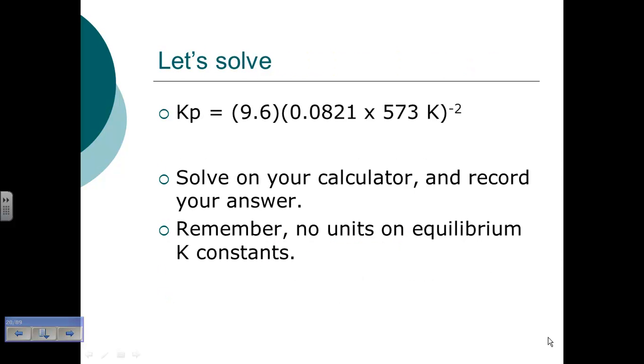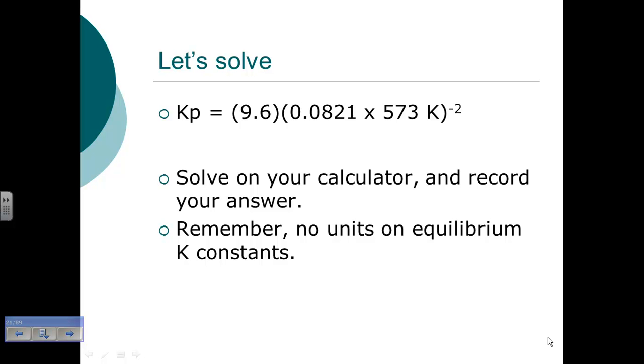Plug it in. We were being asked to convert Kc into a Kp, plug and chug. The original value of Kc given was 9.6 times R times T. Now where did the 573 come from? Well, remember the story problem gave us 300 Celsius. I added 273 to turn the Celsius into Kelvin. Now hit it on your calculator. It's the product of R times T raised to the -2. RT in a parenthesis raised to the power of -2, and then multiply by your 9.6.